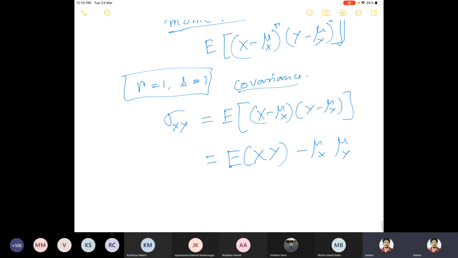Now today we'll talk about some more properties, about the conditional mean, conditional variance, and other stuff. And I'll give you an example of a special kind of distribution of a pair of random variables, which is there in the syllabus.